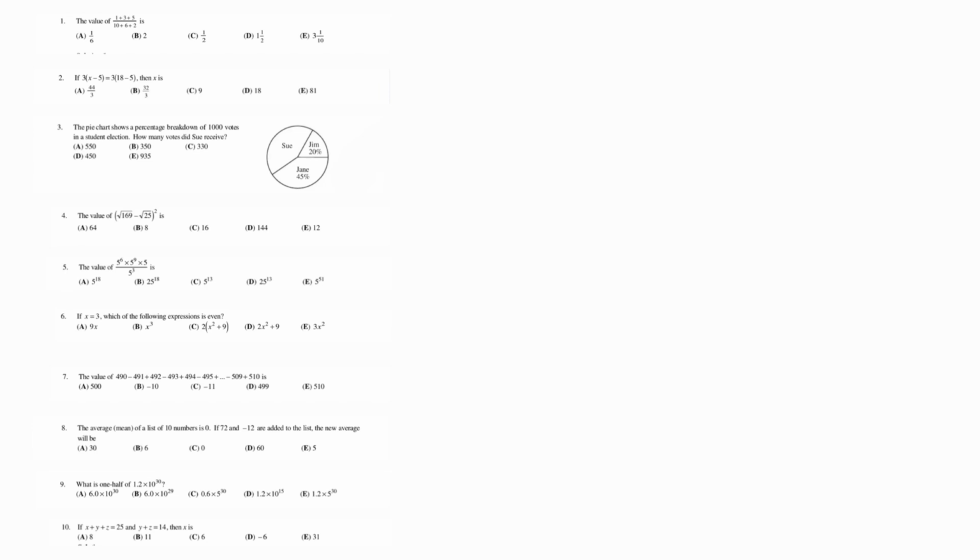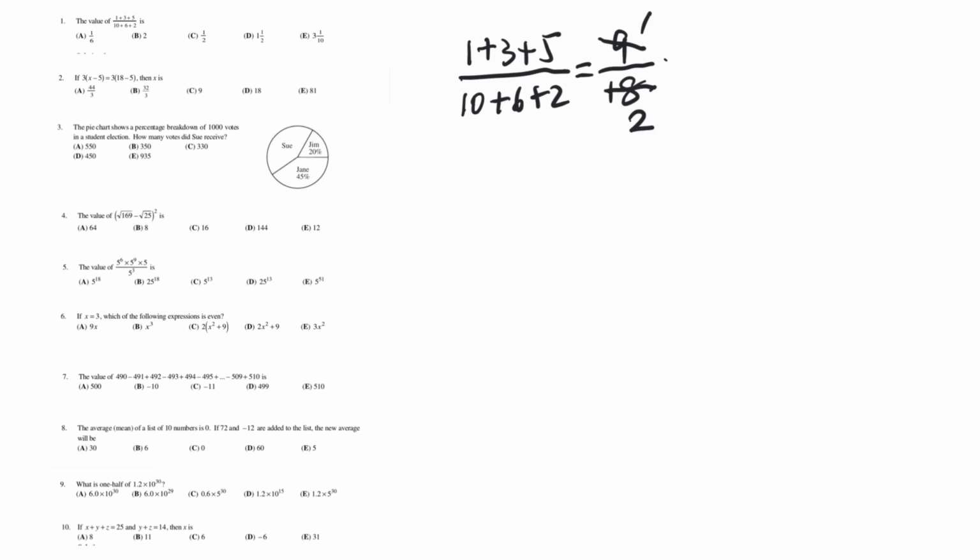Number 1, the value of (1 plus 3 plus 5) over (10 plus 6 plus 2) is equal to: numerator is 9, denominator is 18. Cancel 9, the numerator is 1, the denominator is 2. So 1/2 is the answer. So the answer is C.